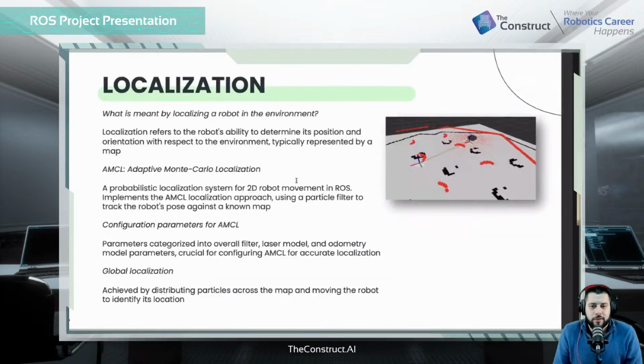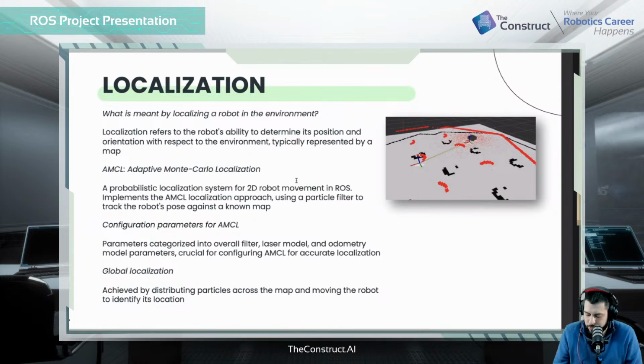So the second part was localization, which is what we were trying to do. So what is meant by localization? It refers to the robot's ability to determine its position and orientation with respect to the environment, and it's typically represented by a map. We use AMCL, which is adaptive Monte Carlo localization. It is a probabilistic method for localizing a system for 2D movement in ROS. We implement the AMCL localization approach using a particle filter to track the robot's pose against a known map, which we created in the last section.